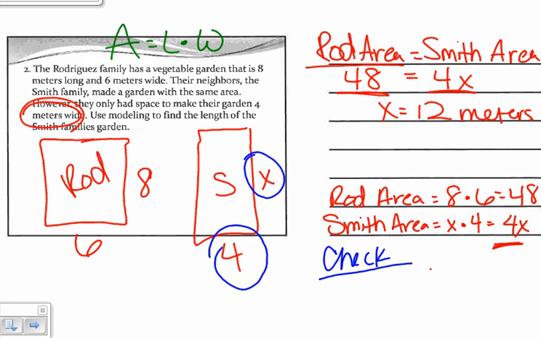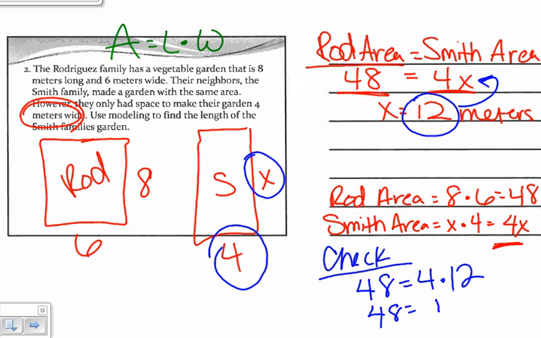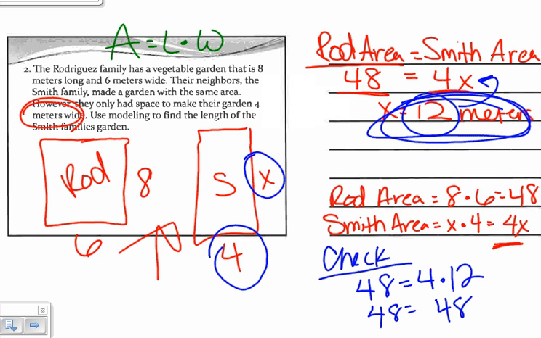So if that's right, then I should be able to stick 12 in for x and get a true statement. So 48 equals 4 times 12. And I know that 4 times 12 is 48. So in this case, my answer is 12 meters. Drawing a picture when you can is very helpful, just like in the first problem where I imagined myself at the store. If they give you something that you can draw, drawing a picture is going to help.